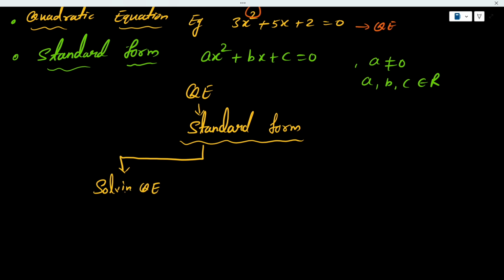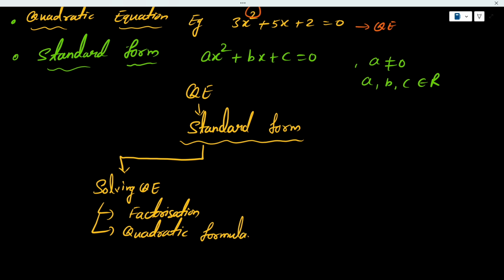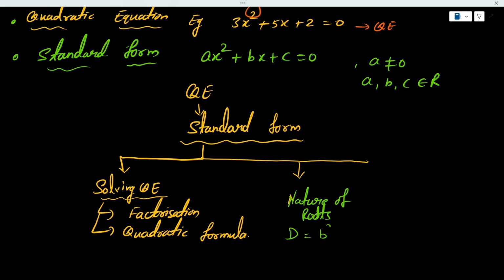So what are the ways to solve a quadratic equation? You will see the factorization method. Then you will see the quadratic formula method in this chapter, right? And what is the other part you are going to learn? You will see the nature of roots. So the first part is solving the quadratic equation. Other than that, you take the nature of roots, where you check the discriminant, which is nothing but b squared minus 4ac. And the third part of this chapter is application based questions, right?